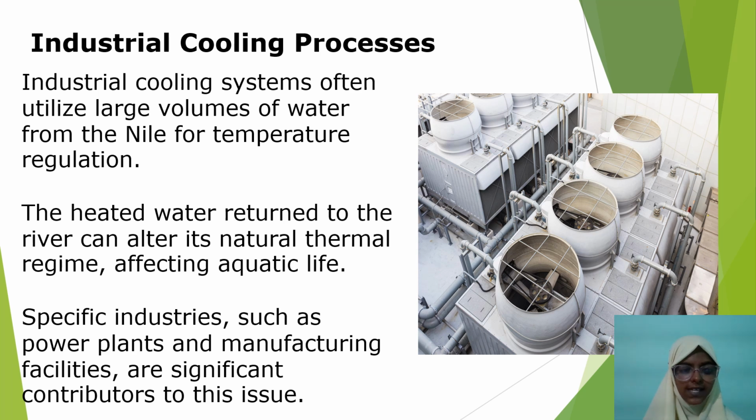Industrial cooling processes. Industrial cooling systems often utilize large volumes of water from the Nile for temperature regulation. The heated water returned to the river can alter its natural thermal regime, affecting aquatic life. Specific industries such as power plants and manufacturing facilities are significant contributors to this issue.